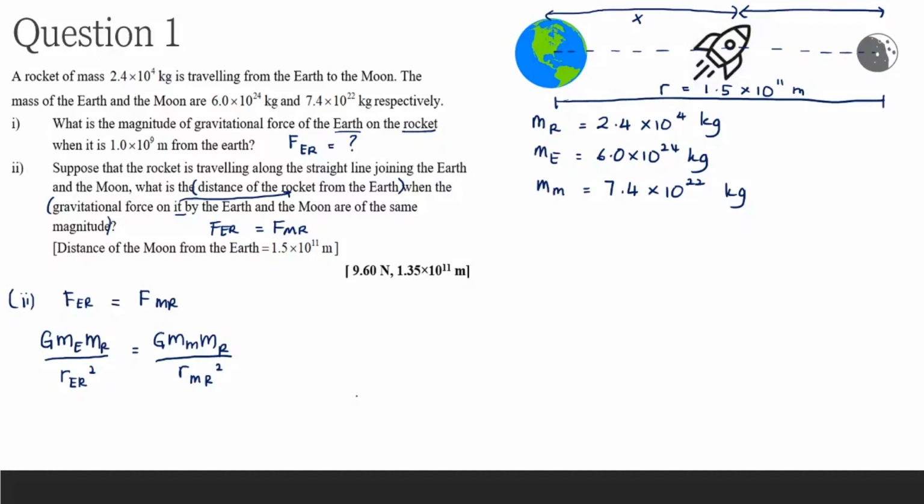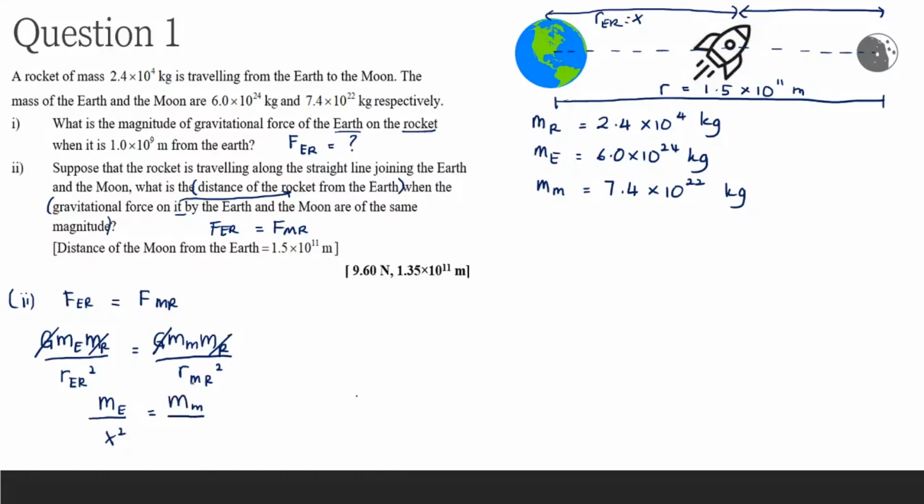So look at your equation. Because G appears on both sides, so G tu kita boleh cancel out. Apa lagi yang appear on both sides? Kita ada MR. Okay, kita cancel so that we can simplify our equation. Nanti senang sikit nak kira, nak masuk calculator. Then we're left with ME over RER squared. RER tu tadi kita panggil X ya. Ini RER, between Earth dengan rocket. So saya panggil dia X lah, senang sikit. Okay, X. Lepas tu MM.